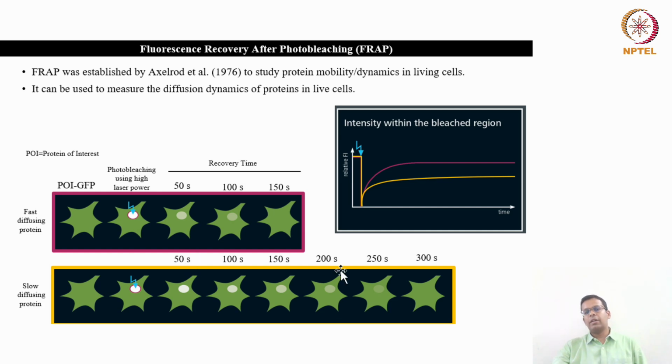But let's say your protein is slowly diffusing, then you will keep this time interval, let's say every 5 minutes: 5 minutes, 10 minutes, 15 minutes, 20 minutes, 25 minutes, and 30 minutes. So you can see whether in 30 minutes your protein is getting recovered or not. Whereas for a fast diffusing protein, you have to set the time interval so small, like every 50 seconds if you image, and then you can see the recovery within 300 seconds.